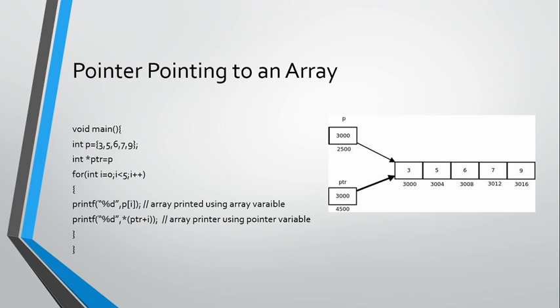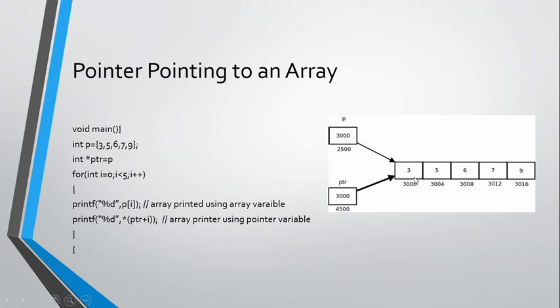So p plus 1 will be the next value, 3004, like that. Same thing, we can use a pointer instead of the array to get the value of an array. I'm creating a pointer variable, and that pointer variable is pointing to the array p. Then instead of using p of I, I can use the pointer variable like this: pointer plus I, pointer plus 0.